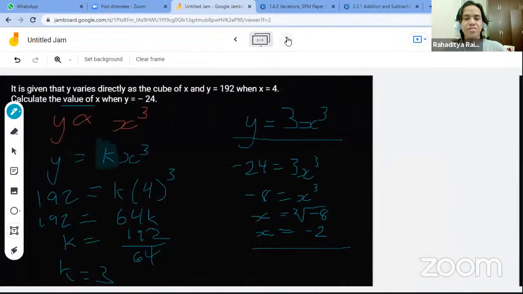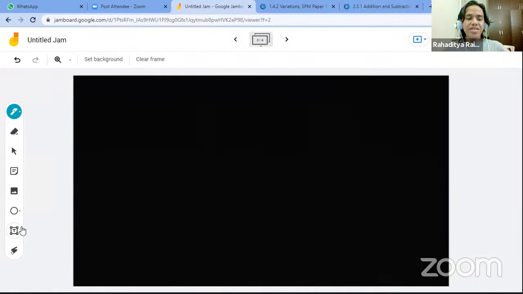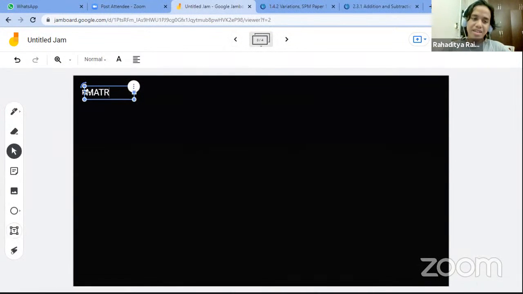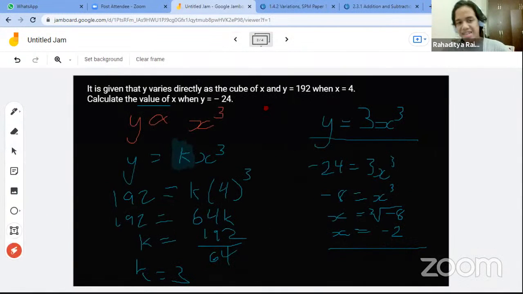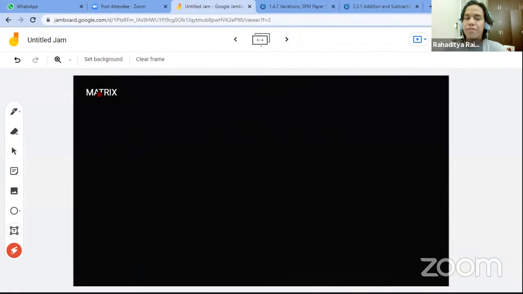Okay, so matrix. Oh boy, matrix. Matrix questions come in many forms compared to variation. Variation usually only asks you this kind of thing, where y varies directly as the cube of x, where you find the k and then you find x when y is equal to something. So generally this is the only way the question comes out. It does change a bit, but the concept generally remains the same. Whereas for matrix, things can get quite complex.